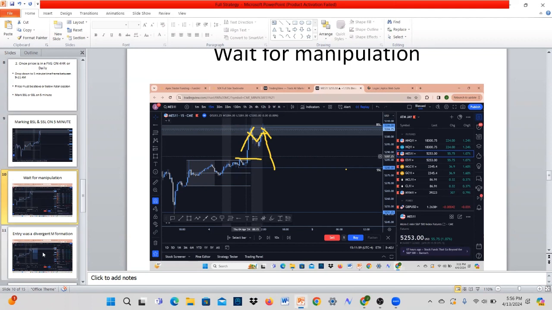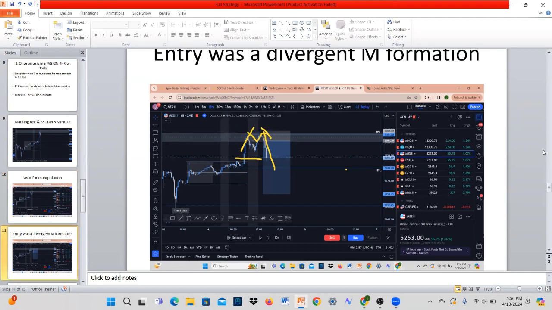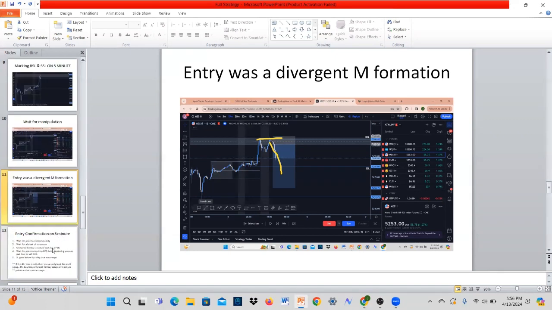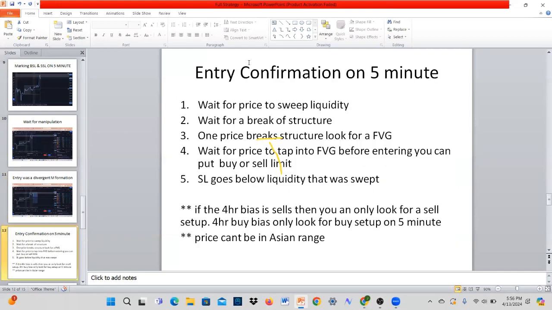All right, and just some more confirmations if you wanted more entry confirmations. So if we look here, if you want to add more confluence, this was a divergent M formation, so you could use your RSI to find divergence, and this trade does really tank. All right, let's keep it moving. All right, so that's just one example.